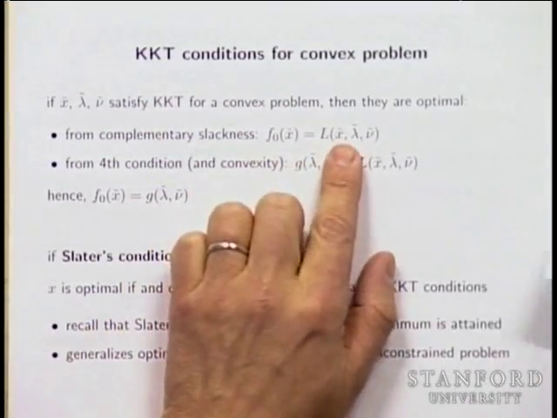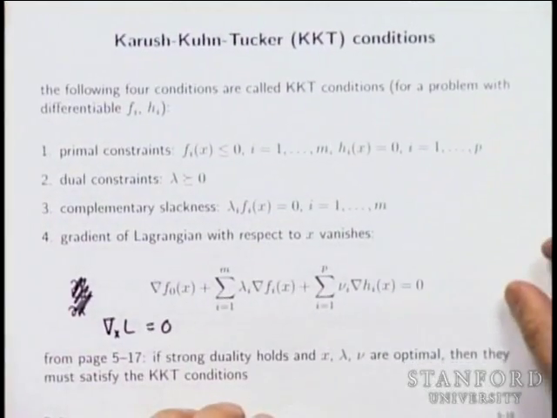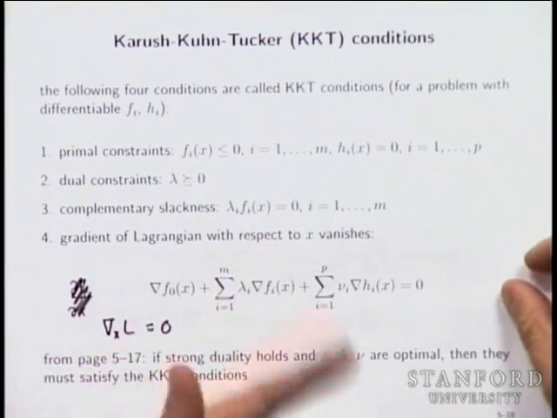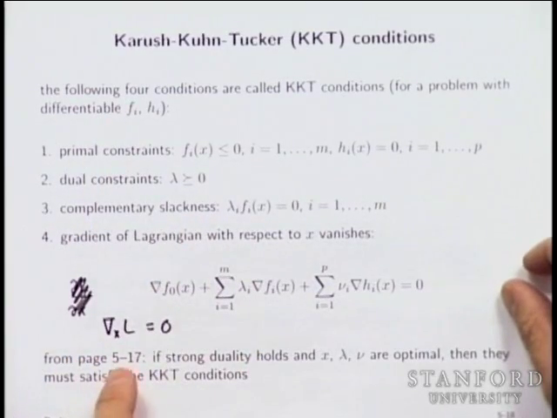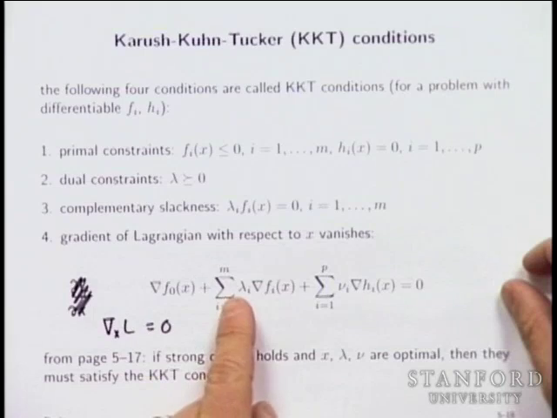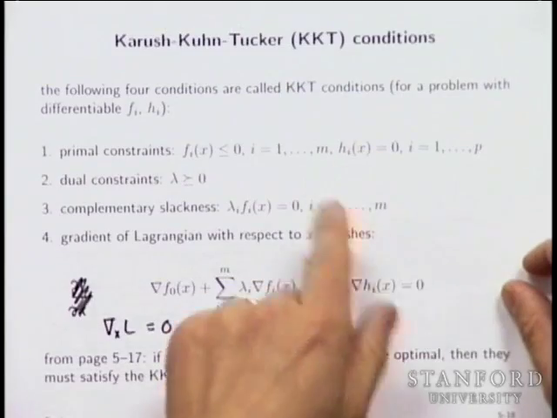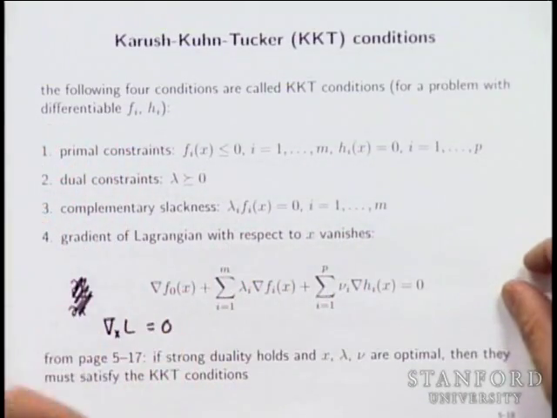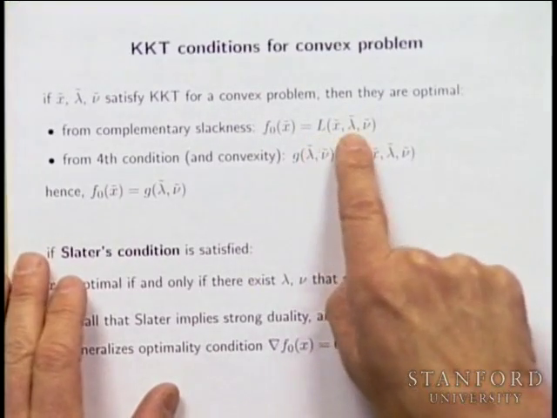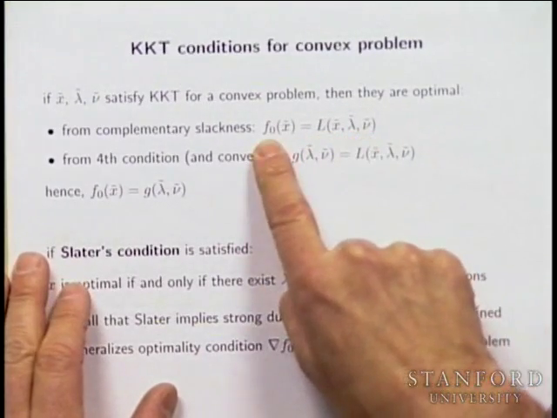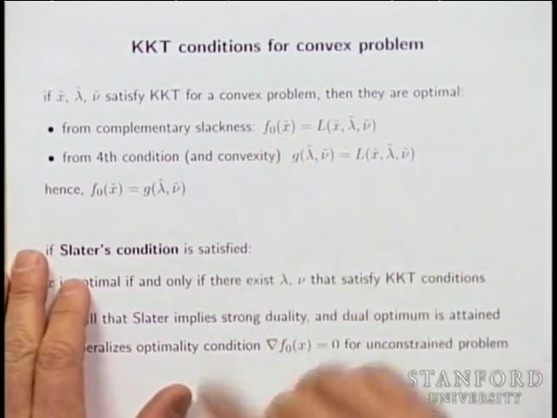From complementary slackness, if all of these conditions hold, then, in fact, lambda i fi is zero, right? Because for each i, either lambda i is zero or fi is zero. And all the other terms, the nu i hi, those are all zero. And therefore, L of x tilde, lambda tilde, nu tilde is equal to f0 of x tilde. Okay, so we'll start with that.